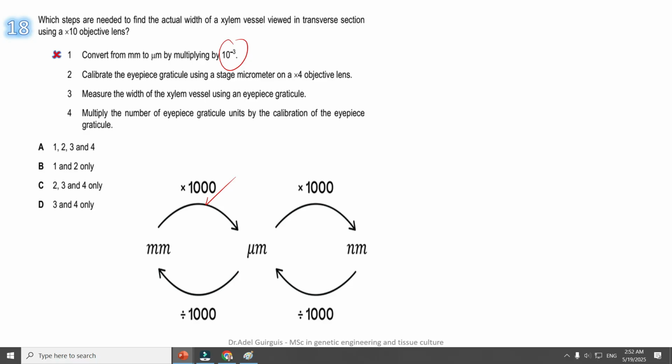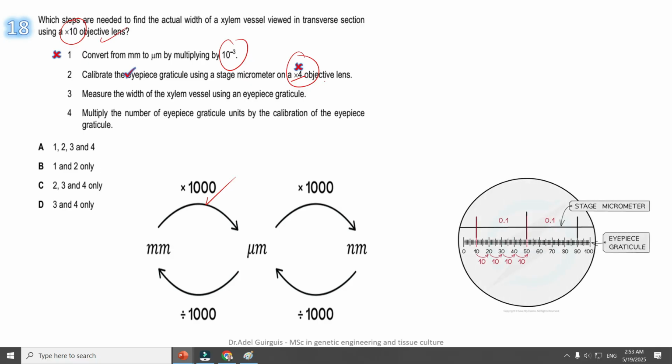Now for calibration. Calibration is needed using a stage micrometer, right? But on a 4x objective lens is wrong. Why? Because here the transverse section is viewed using the 10x objective lens. So we have to calibrate at 10x, not 4x. So statement number 2 is wrong completely. We need to calibrate, but at what? At the 10x objective lens.